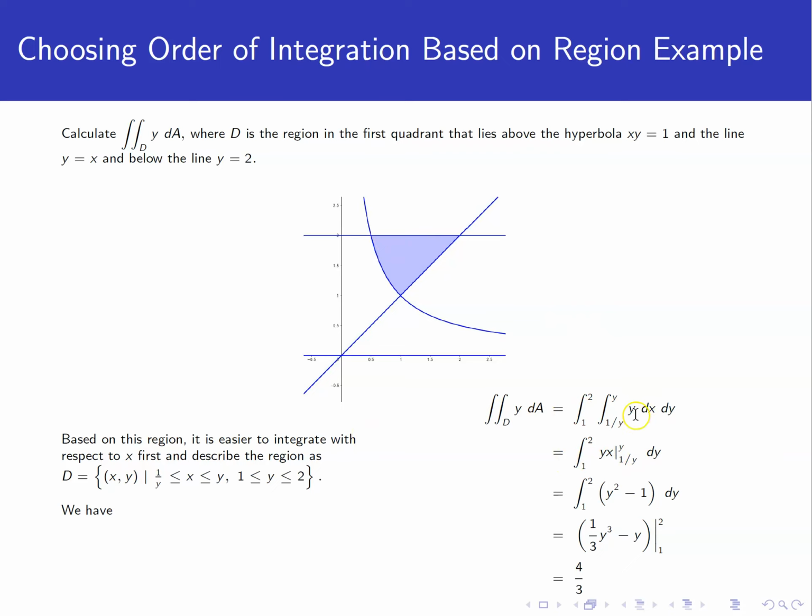When we do that, the antiderivative with respect to x of y is just yx. Plugging in our endpoints, we get y squared minus 1. The antiderivative of that with respect to y gives us 1/3 y cubed minus y. And then plugging in our endpoints gives us a final answer of 4/3.